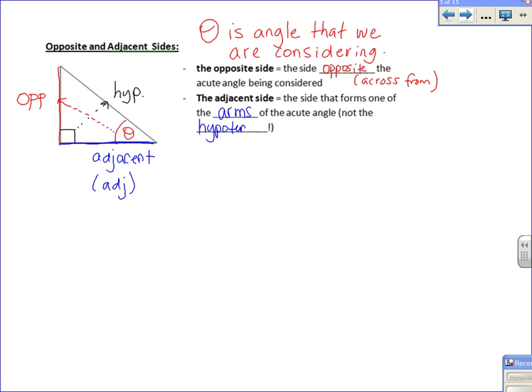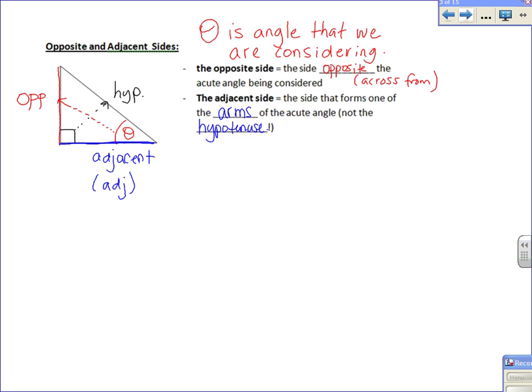So in other words, let me see if I can say that a little bit more correctly. The adjacent is the side that forms one of the arms with the acute angle. So here's my acute angle, angle theta. It forms the other arm that is not the hypotenuse.